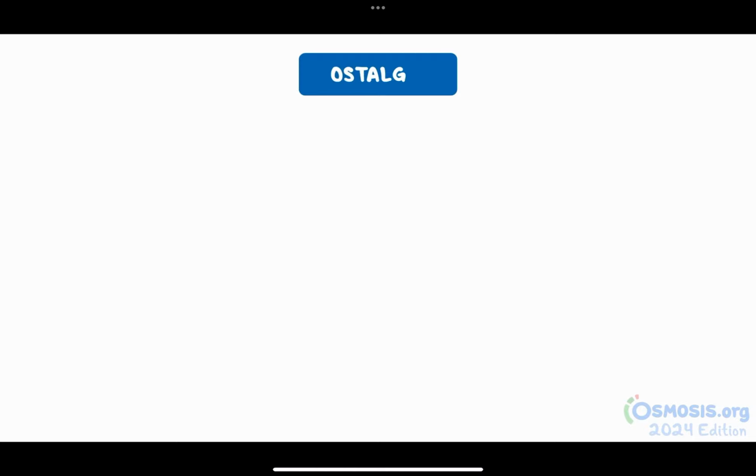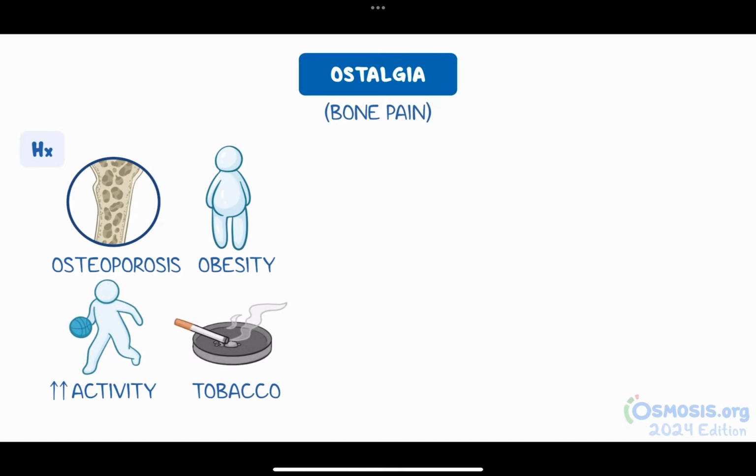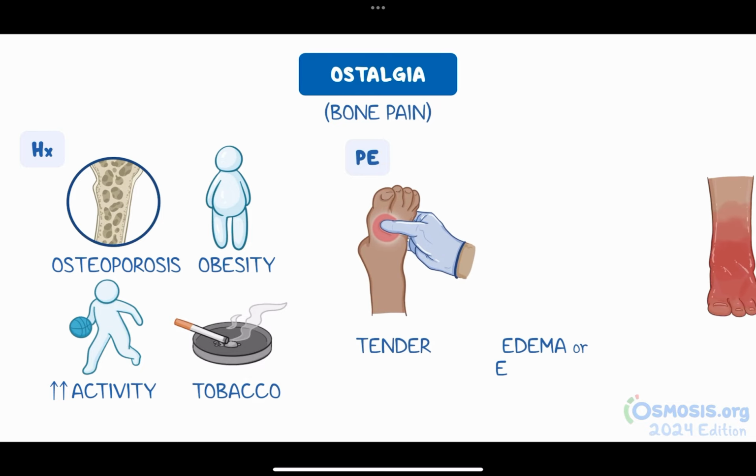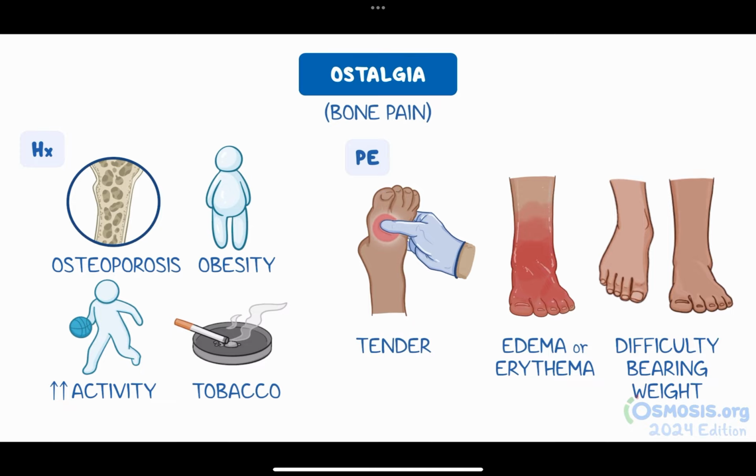Next up is ostalgia, also known as bone pain. Patients may report a history of osteoporosis, obesity, increased activity, or tobacco use. The physical examination will reveal a foot that's tender to palpation, with possible edema or erythema, and difficulty bearing weight on the affected foot. With these findings, diagnose ostalgia.